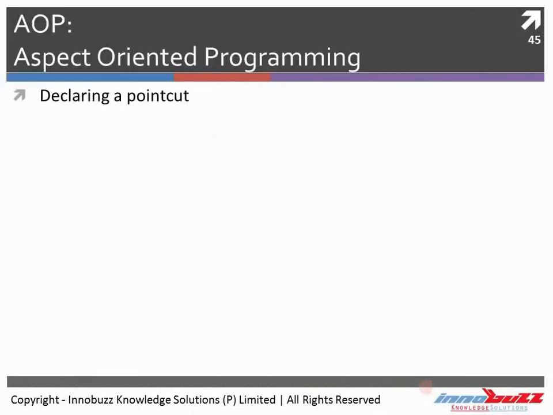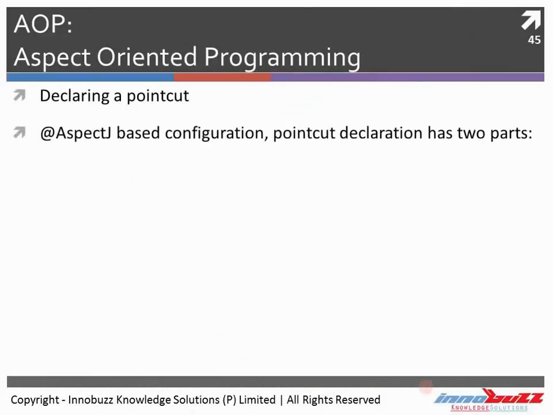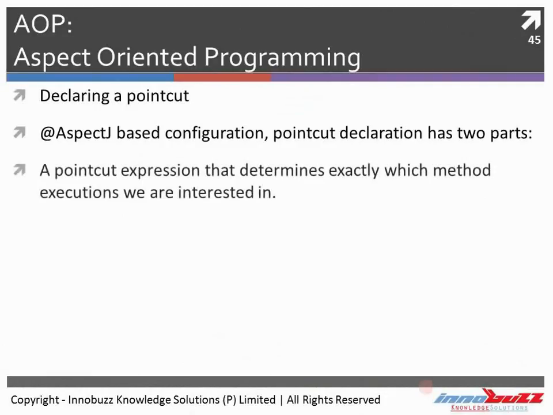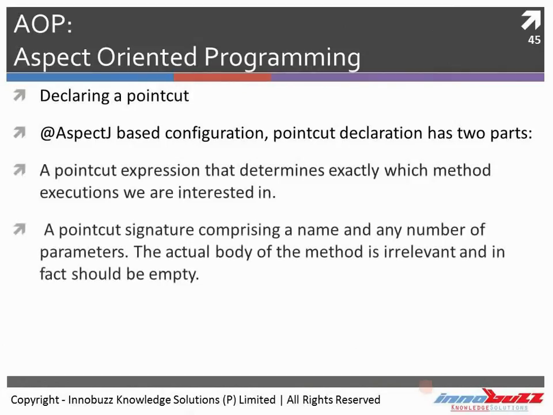There is a declaring point cut which works along with your @AspectJ annotation. So based on @AspectJ based configuration, point cut declaration has two parts. A point cut expression that determines exactly which method execution we are interested in, and a point cut signature comprising a name and any number of parameters. The actual body of the method is irrelevant and in fact should be empty.